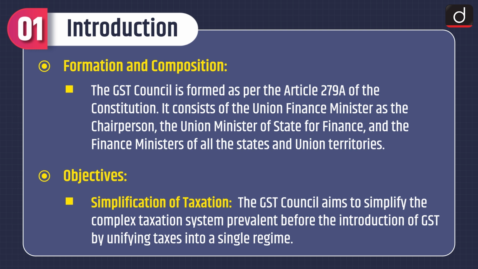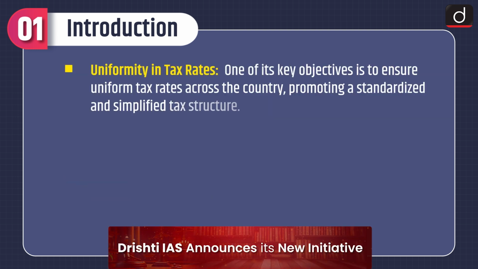Now, if we talk about objectives, first is simplification of taxation. The GST Council aims to simplify the complex taxation system prevalent before the introduction of GST by unifying taxes into a single regime.